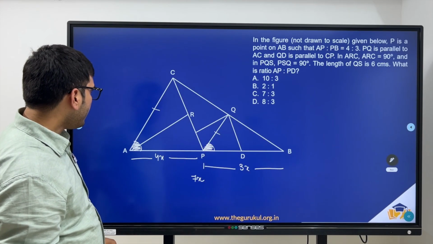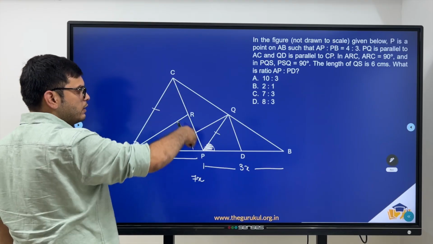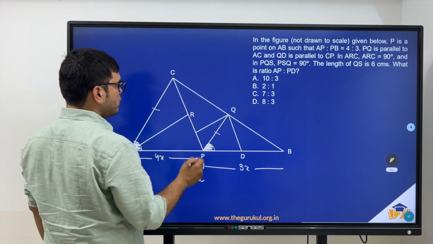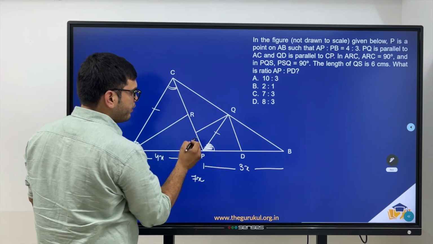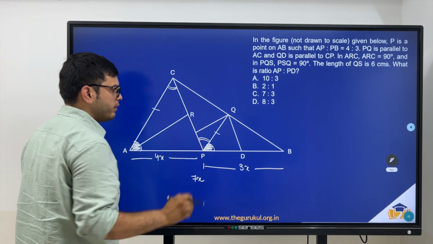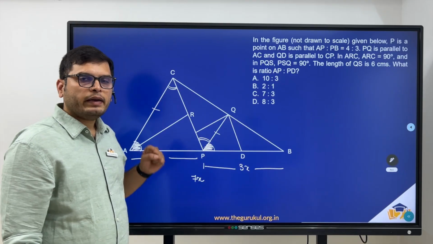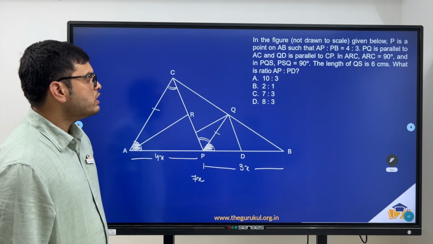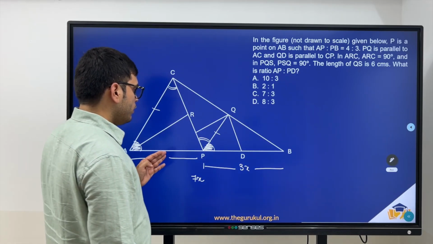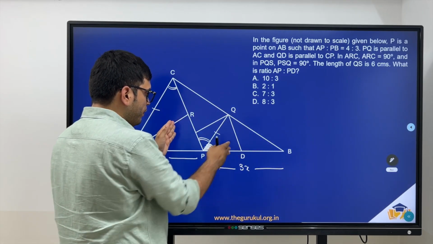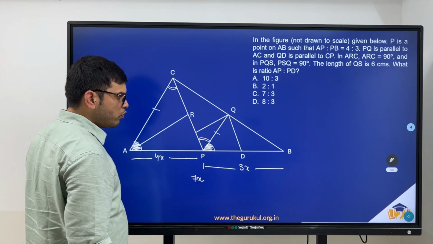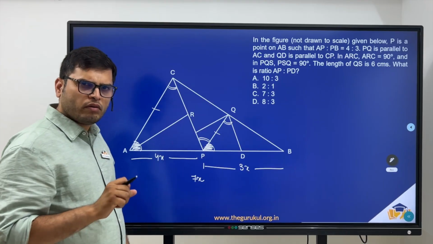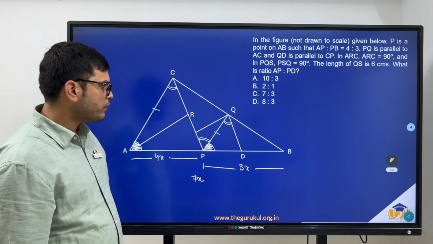Right. And do we have any other transversal? Yes. CP. If I consider these two parallel lines and CP to be the transversal, this angle will be equal to this angle, forming interior alternate angles, right? And it is also mentioned that QD is parallel to CP, and PQ could be the transversal. So these two angles should be equal. Again, interior alternate angles, right?